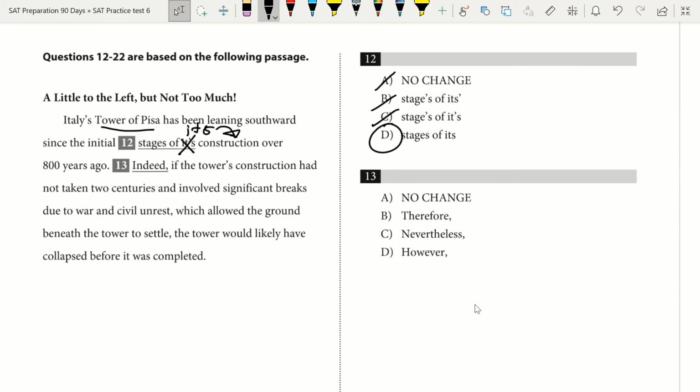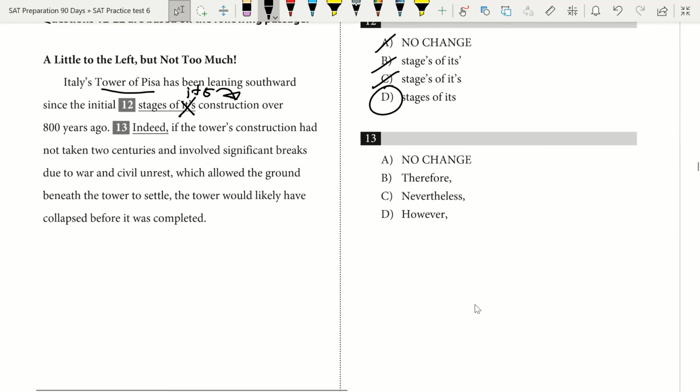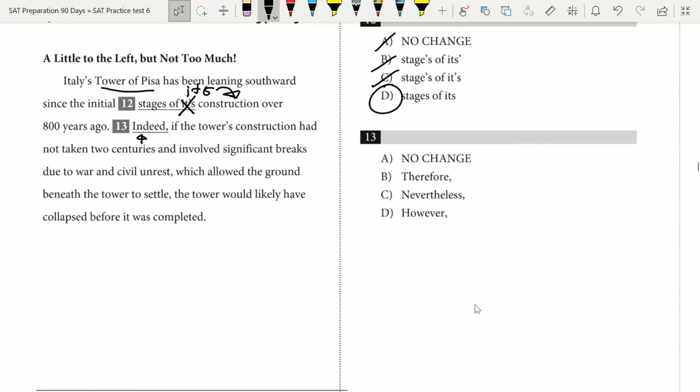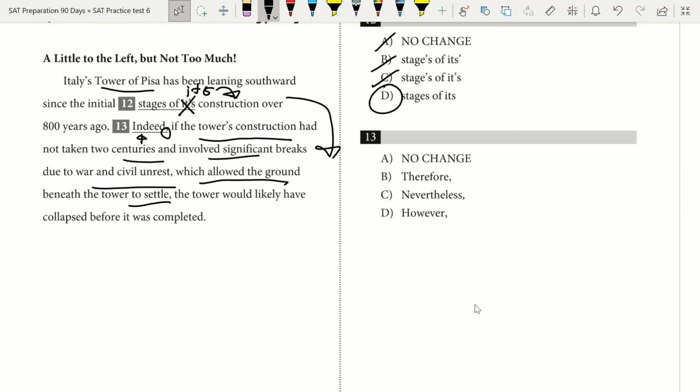All right, question 13. Let's go ahead and get down there. We have one word at the beginning of the sentence with a comma after it, so I'm looking to link my two sentences and find a transition there. My first sentence was introducing the leaning of the Tower of Pisa and how it leans. Now we're saying if the tower's construction had not taken two centuries and involved significant breaks due to war and civil unrest, which allowed the ground beneath the tower to settle, the tower would likely have collapsed before it was completed. All right, well, I know that that's not a result of what came before it, so therefore is incorrect.